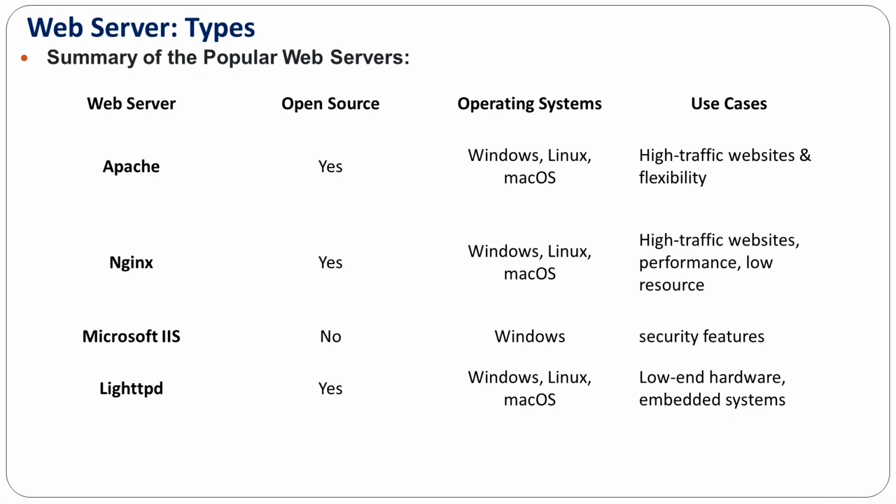Microsoft IIS is not open source, it is a proprietary web server. It is supported by Windows only and it supports security features. If a high security constraint is there, then we should definitely go for Microsoft IIS. Lighttpd is open source. It is supported by most operating systems, in the form of Windows, Linux and Mac OS, and it can be used if low-end hardware is required and an embedded systems constraint is imposed on the requirement.